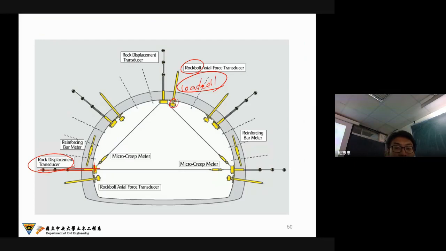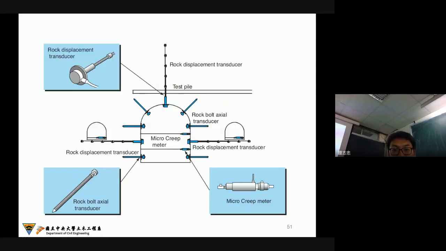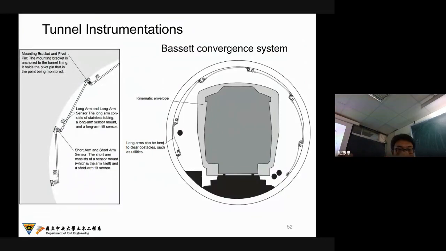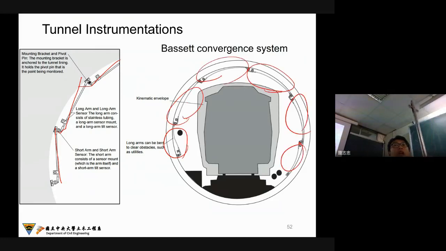Okay. And the other one is very, very unique. It is what we call the micro creep meter. How can we do that? Let me show you here. This is like the extensometer. Okay, so you can measure the degree piece by piece. So you can use this kind of what we call the basal convergence system to find the shape of the tunnel. Okay, so I think this is very unique, but it's still based on this kind of inclinometer measurement at all.